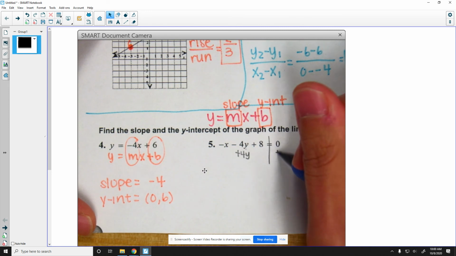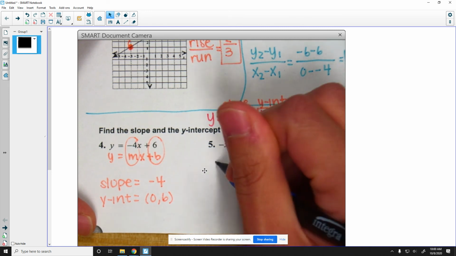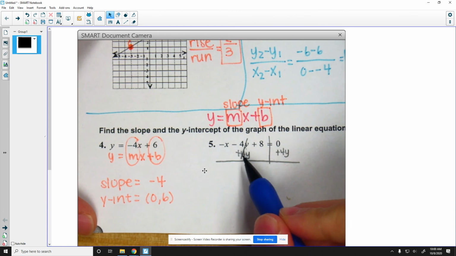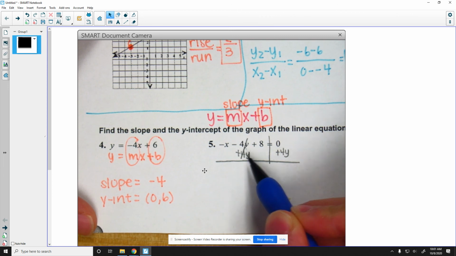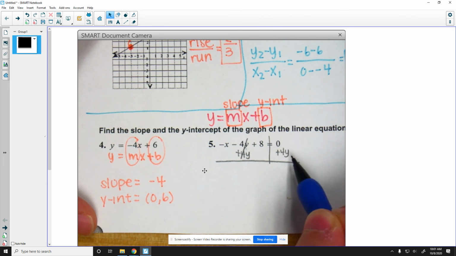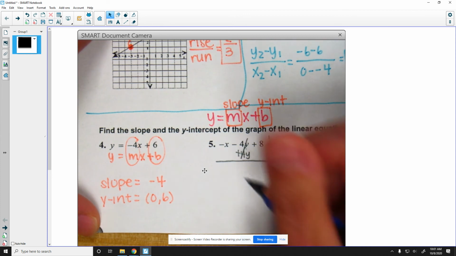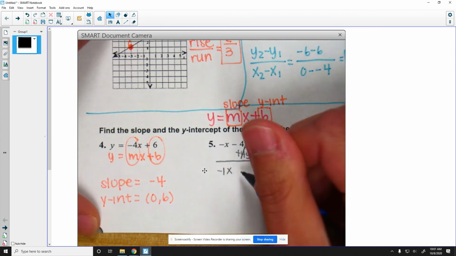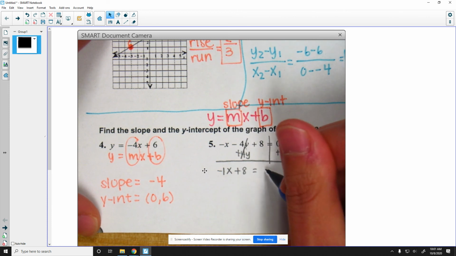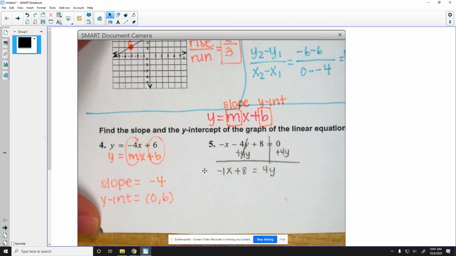So basically Vaughn is saying solve for y. I have to solve for y first. Vaughn is adding 4y instead of adding x and minusing 8 because she's thinking, oh, well, the y is negative, so let's just add it over to make it positive, and then I'll just divide by 4. So I have negative x, which is negative 1x, plus 8 equals 0 plus 4y, which is just 4y.